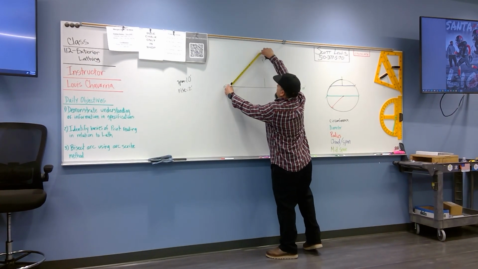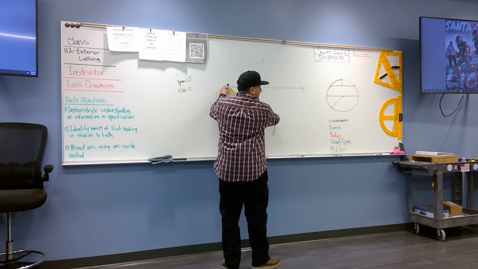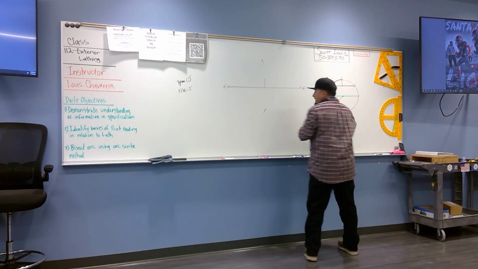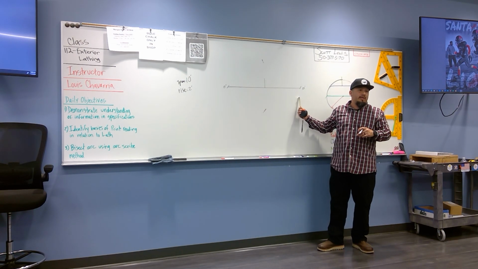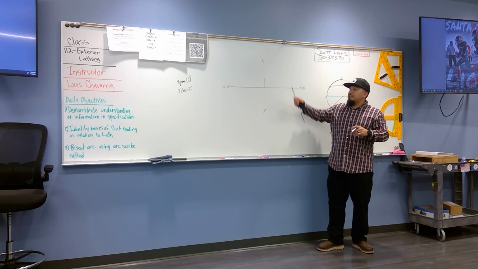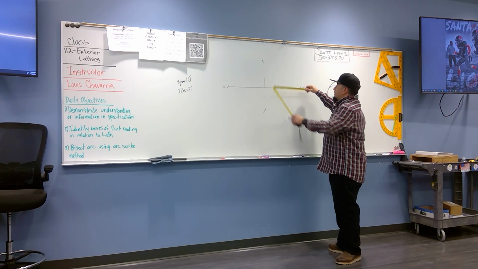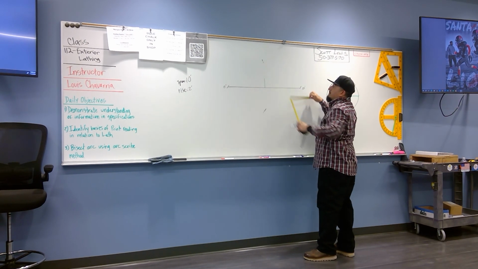Hold my tape, draw my pencil, swing it, scribe an arc. Hold my tape, swing it, scribe an arc. Then I'm going to do the same thing from the other side. Whatever I do to one side, I have to mirror it on the other side, and I have to do it on top and on bottom of my span. So I'm going to do the same thing here. I'm going to pull my number and arc it.